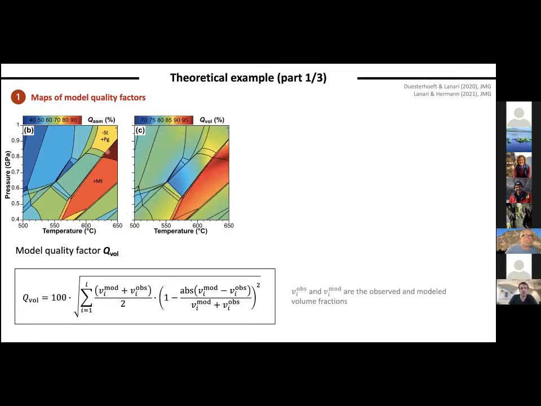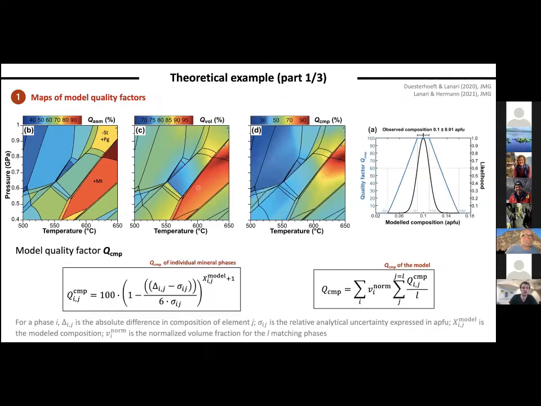The Q volume is calculated only for the matching phases, so it's less sensitive to the assemblage. We simply compare the predicted volume fraction for the model and the observation with a weighting term. And it is again 100% at the optimal conditions. Then you see that you have some variations around, because of course we don't match as soon as we change the pressure and temperature conditions. So the third one is the QCNP for the mineral composition. So that's the total map.